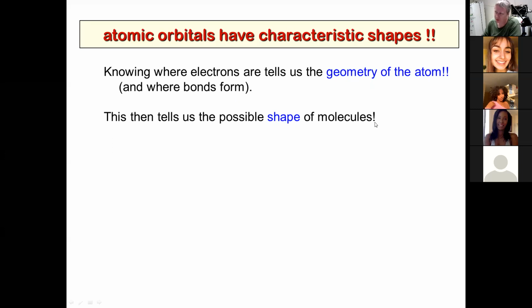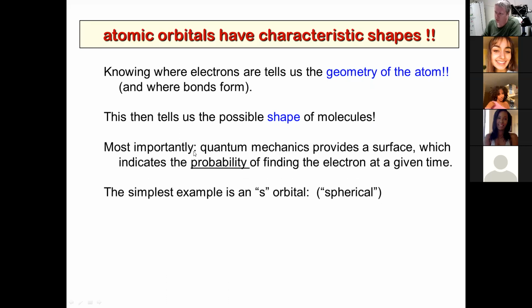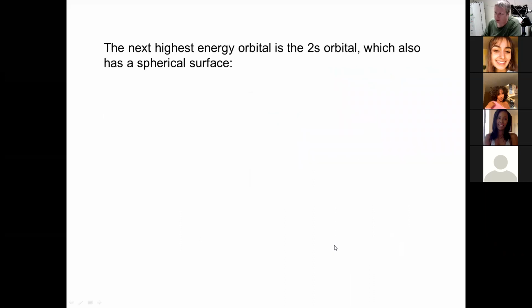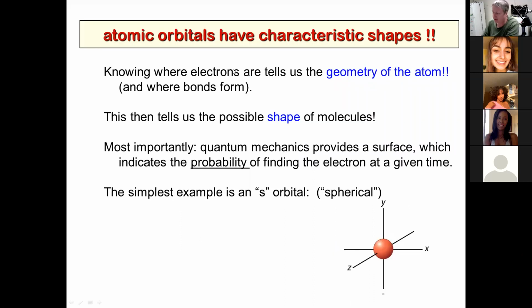Most importantly, quantum mechanics provides a surface which indicates the probability of finding the electrons at a given time and location. The simplest example is the s orbital, which you probably know from Gen Chem. It's spherical. It's pretty easy to understand and visualize. That's actually called the 1s orbital, and then we also have the 2s orbital, which is the next higher energy level.